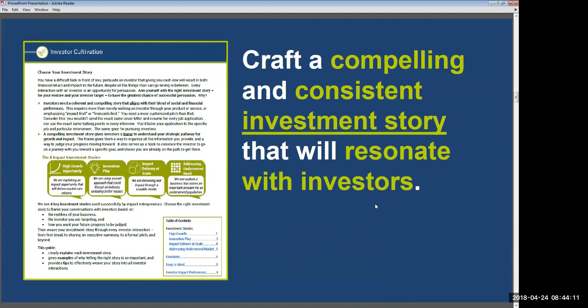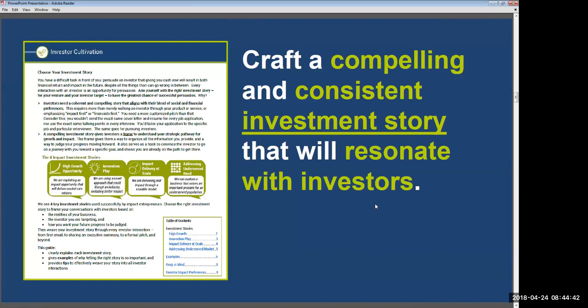And so one of the most important pieces of advice that investors and successful entrepreneurs had about reaching out to investors is that you have to craft a compelling and consistent investment story, and that story has to resonate. The other thing that came through is once you choose a frame of a story, and we're going to go through them in a few minutes, it's really important that for each investor, you stick to that frame.